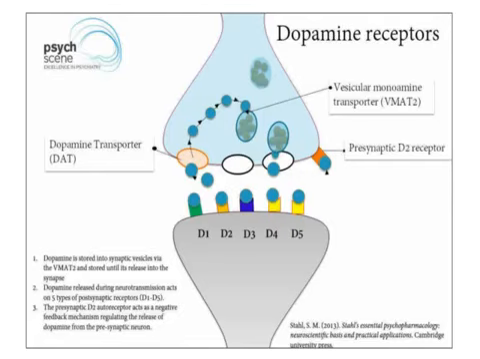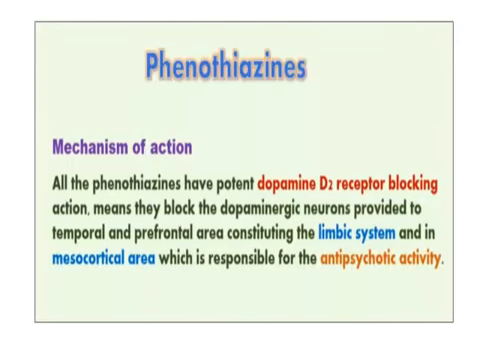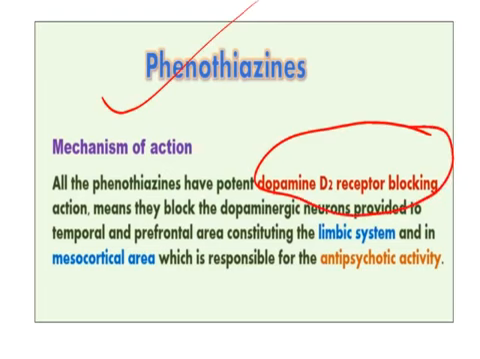We will start with the first one, that is the phenothiazine derivatives. So what is the mechanism of action of phenothiazine derivatives? All phenothiazines, whether they have the alkyl side chain, piperidine side chain, or piperazine side chain, have the potency to block the dopamine, that is the D2 receptor.